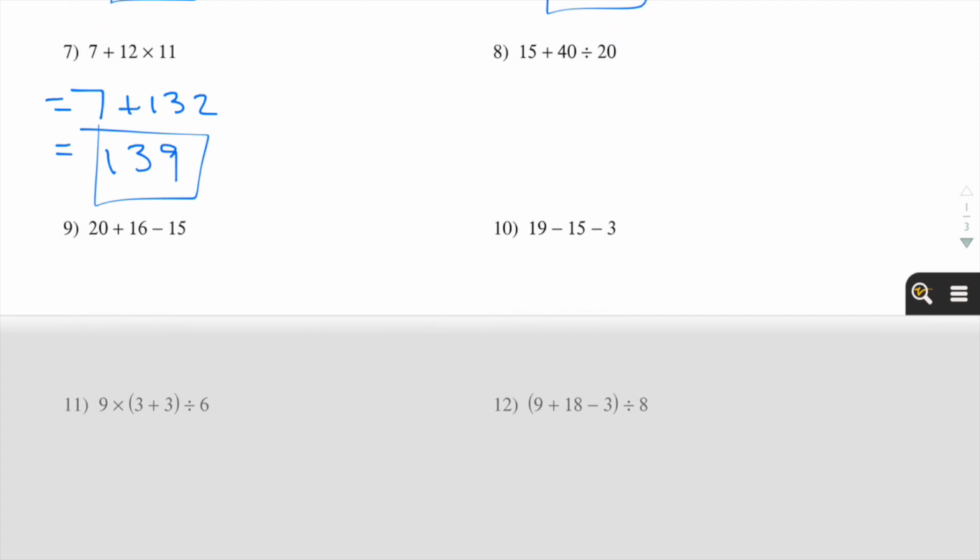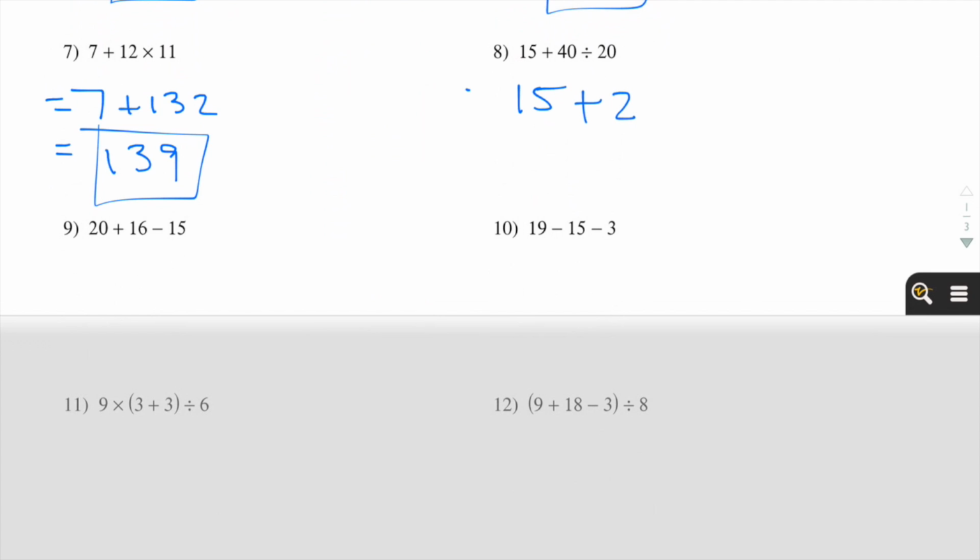Number 8. 15 plus 40 divided by 20. So order of operations, parentheses no, exponents no, multiplication or division yes. So we do the multiplication or division, which in this case we have division. So we do 40 divided by 20, which gives us 2.